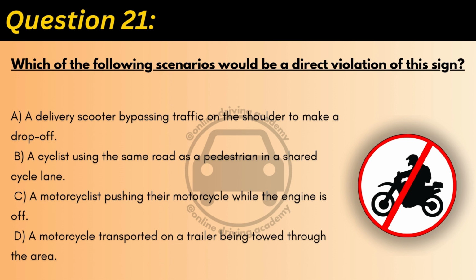Now if we take a look at our options, option A is going to be the only option that's going to involve a motorcycle that's going to be in use, right? And that is going to be a violation since this road sign is going to be prohibiting motorcycles in this area. Therefore, option A is going to be our correct answer, right? Option B, option C, and option D do not involve the active riding of a motorcycle on the road.